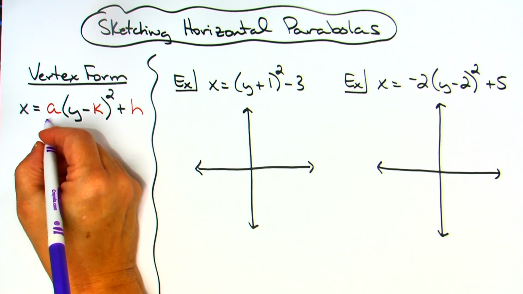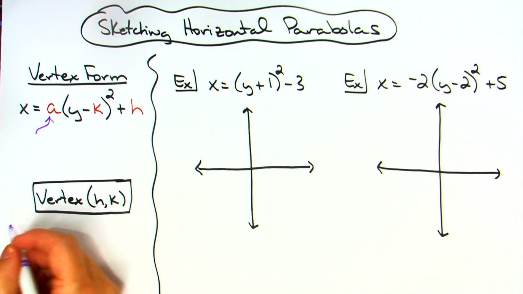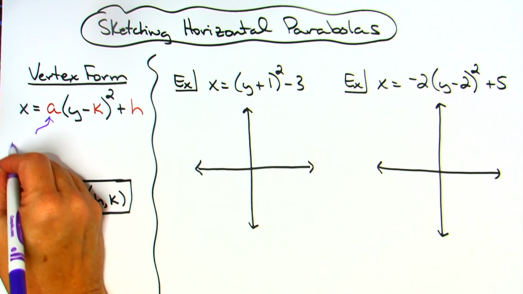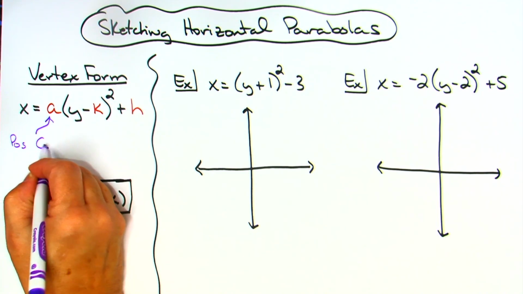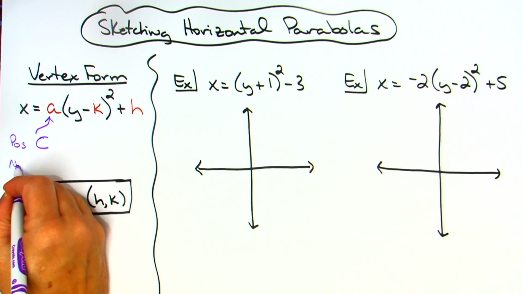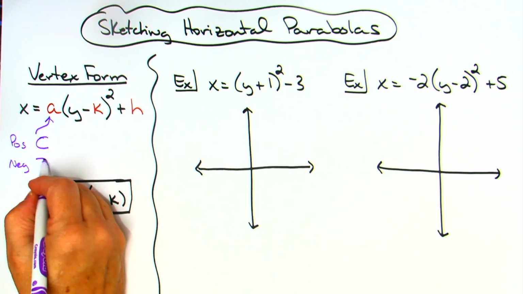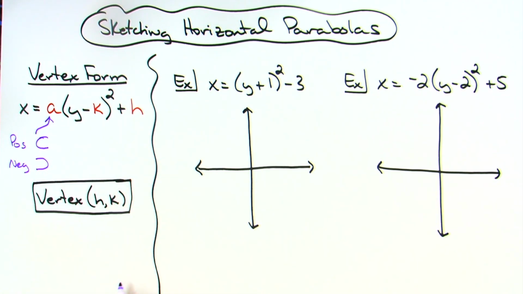Okay, so let's take a look at this a coefficient. When a is positive, that means this horizontal parabola is going to open to the right. When it is negative, the horizontal parabola is going to open to the left.